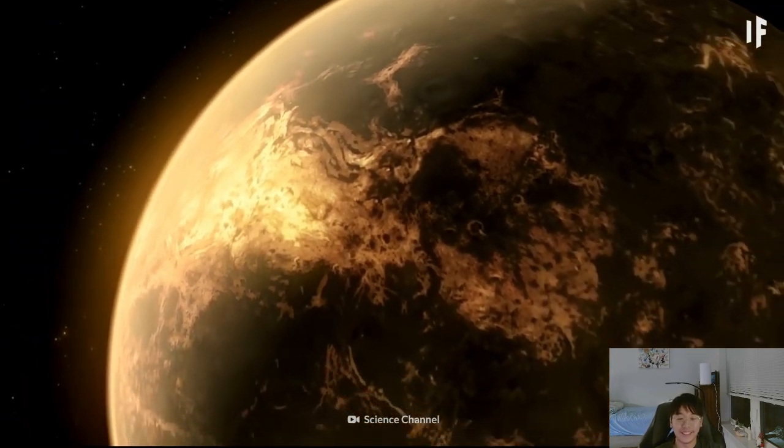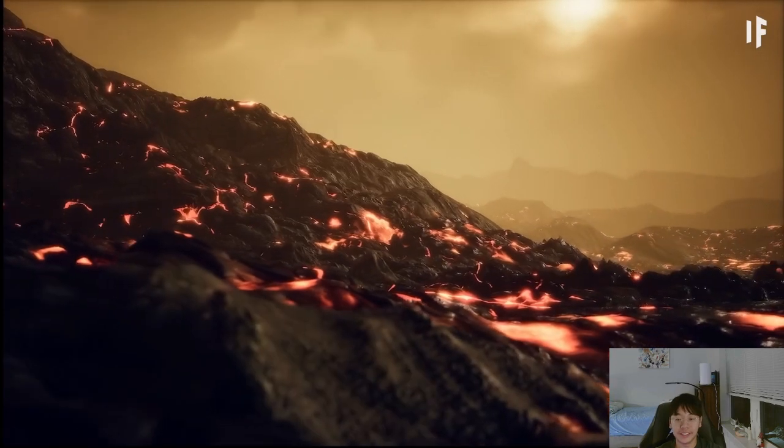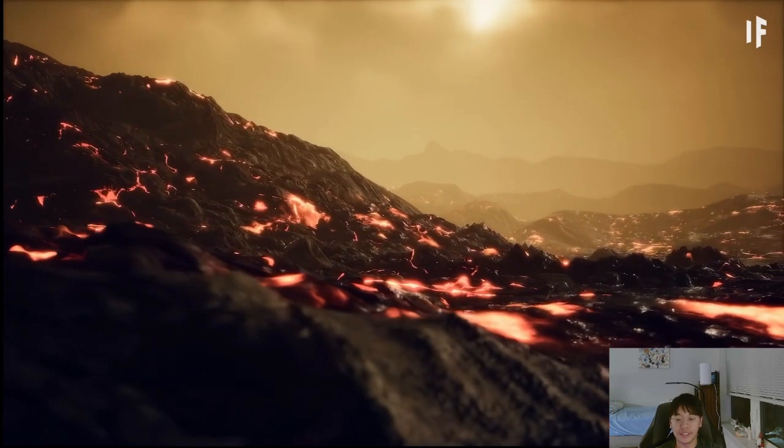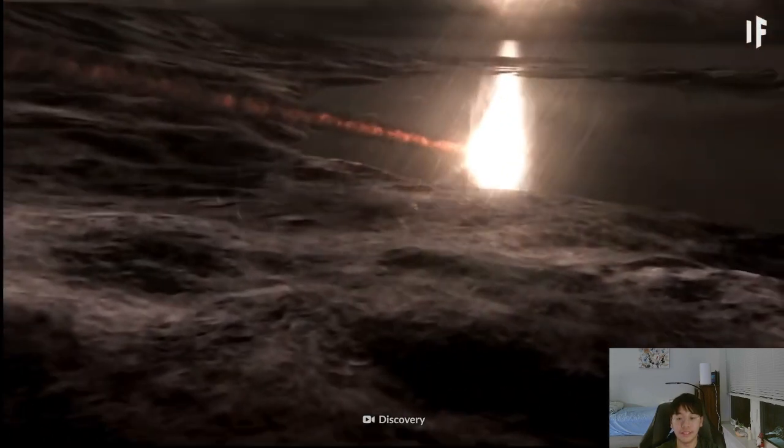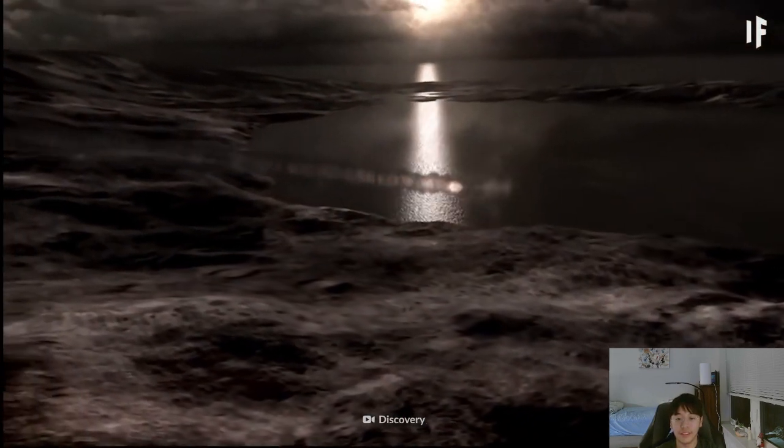On early hot Earth, there were no oceans. All water existed as gas. Yep. But 3.8 billion years ago, our planet cooled enough for water to condense and become liquid.